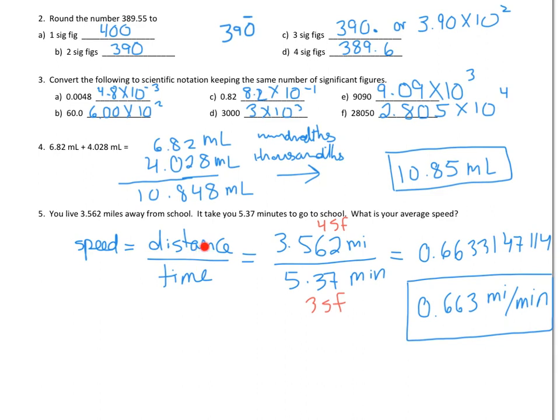So speed is distance over time, so when I calculated it, I got this answer on my calculator. So then with multiplication and division, you look at the number of sig figs. So this has 4 sig figs. This only has 3 sig figs. So you go with the least number of sig figs, so you'd go with 3. So that's 0.663. Remember that 0 is not significant. So that's 3 sig figs right here.